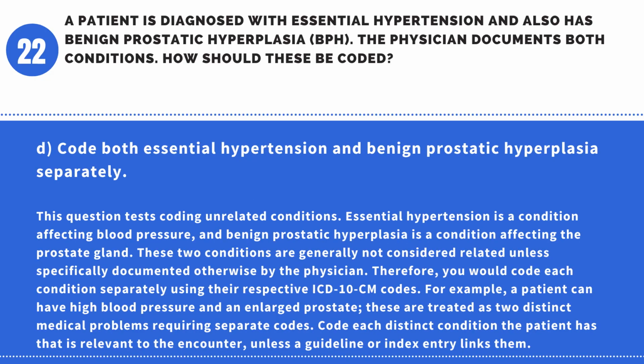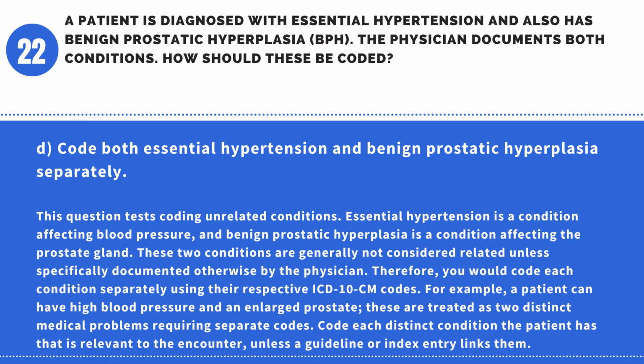Answer: D. Code both essential hypertension and benign prostatic hyperplasia separately. This question tests coding unrelated conditions. Essential hypertension is a condition affecting blood pressure, and benign prostatic hyperplasia is a condition affecting the prostate gland. These two conditions are generally not considered related unless specifically documented otherwise by the physician. Therefore, you would code each condition separately using their respective ICD-10-CM codes.